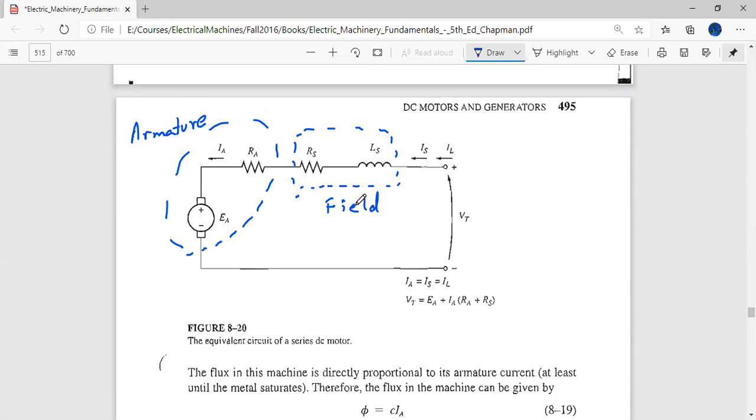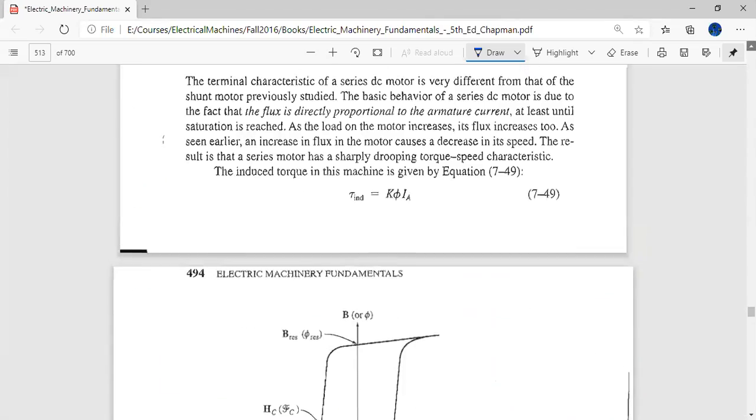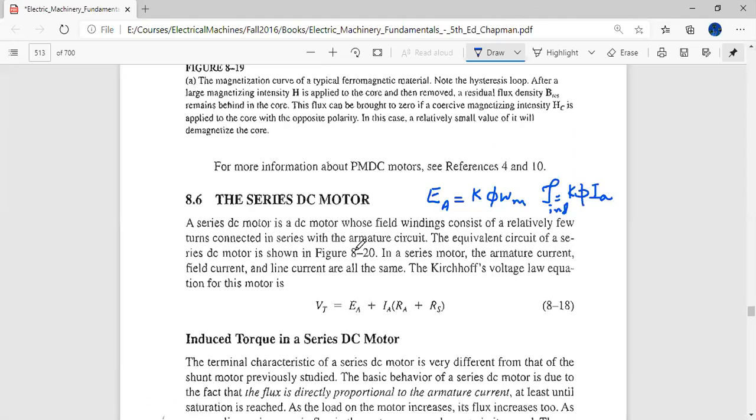So the field over here is very difficult to keep constant because it has a direct bearing on the armature current. It has a direct bearing on the mechanical load. As the mechanical load is increased, IA would increase, so the field would have to increase. The mechanical load is decreased, IA would be decreased and the field would be lowered. Okay, so we have to consider this equation when we are doing the analysis.